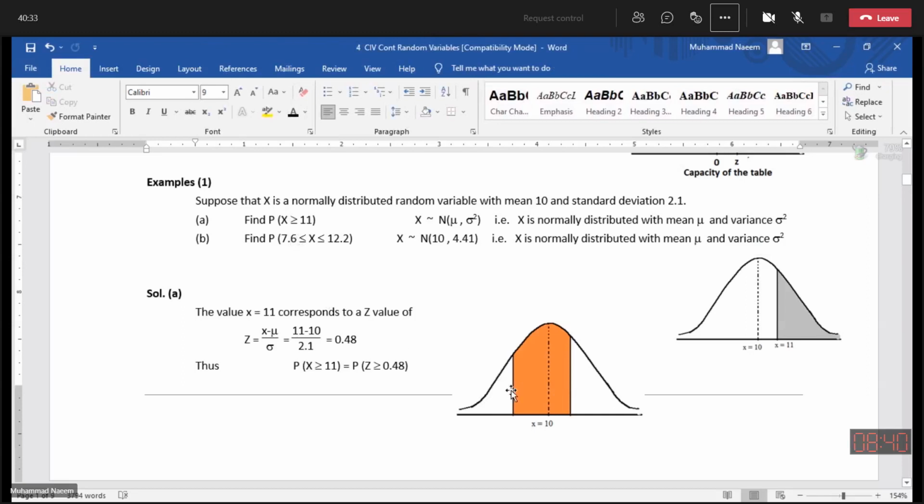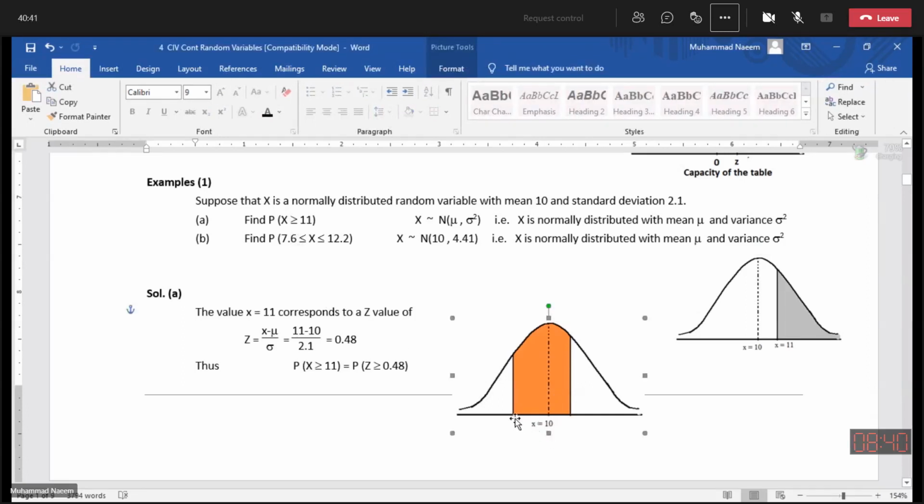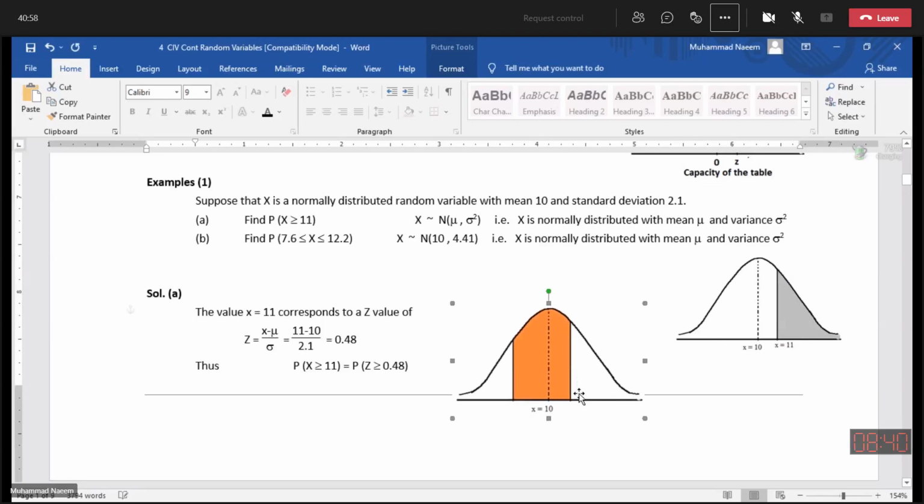7.6 obviously is in the left half. First of all, show the mean value. Mean value is 10. So 7.6 will be on the left hand side of this mean value. The other point is 12.2. So 12.2 definitely will be on the right hand side of this mean value. That's why we have a figure of this form. Okay.